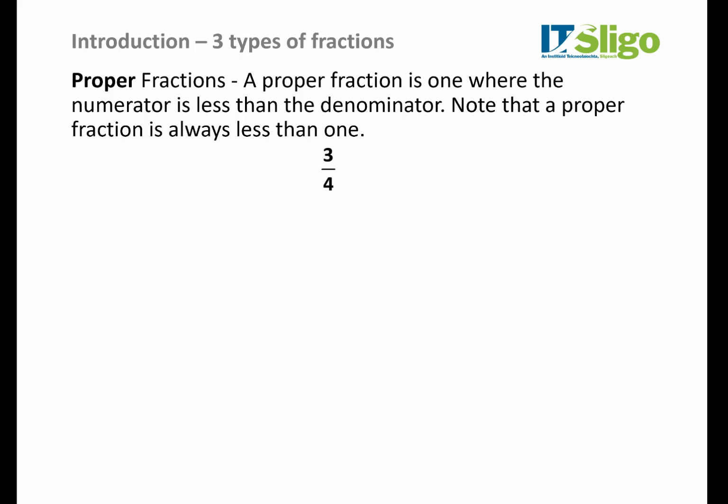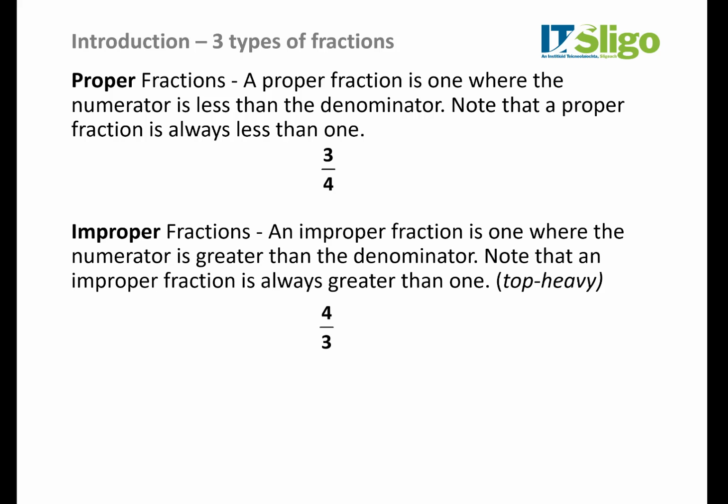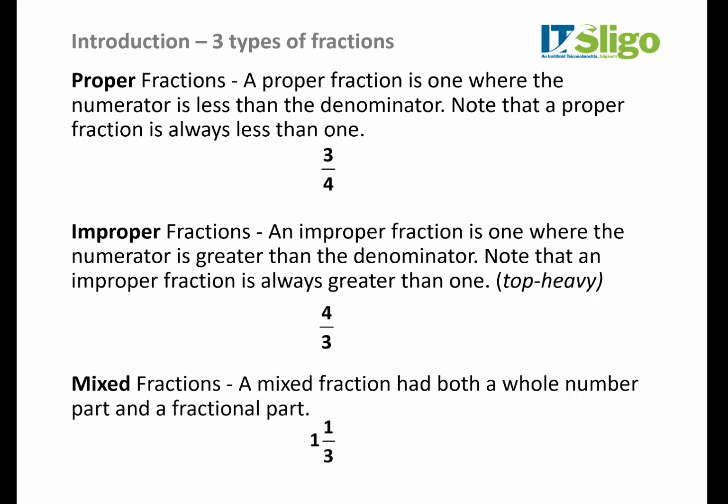There's three types of fractions. There's the proper fraction. Proper fraction, the numerator is smaller than the denominator. So by definition, a proper fraction is always less than 1. Then there's an improper fraction. Some people call it a top-heavy fraction. Numerator is bigger than the denominator, and by nature then that's always greater than 1. And then there's mixed fractions, where we have a whole part, an integer part, a number part, and a fraction part.